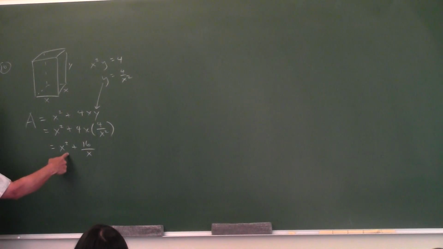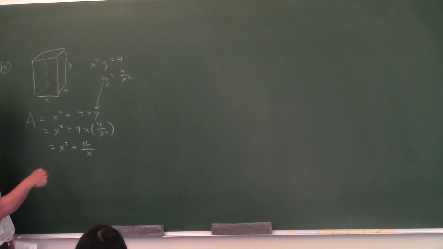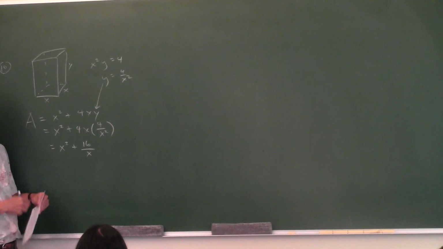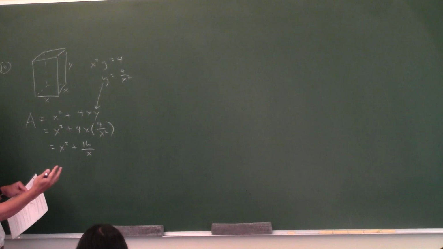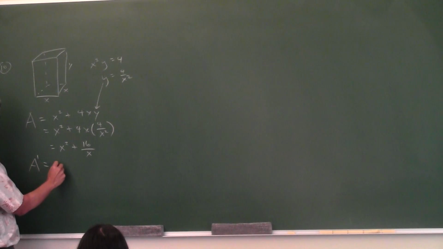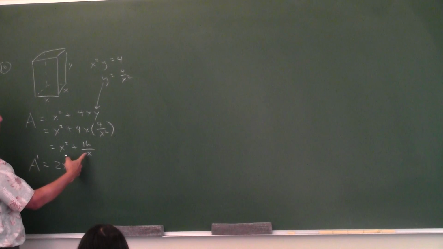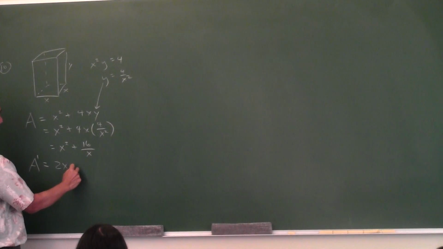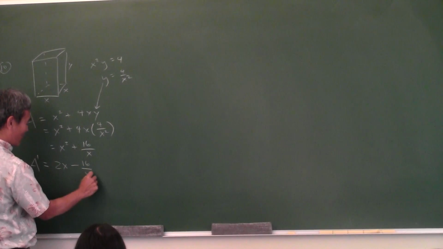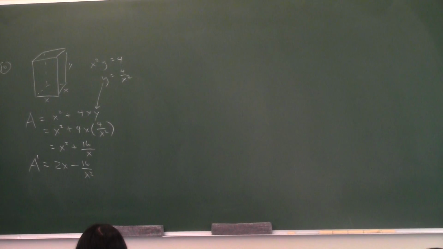Okay, here's your function. Now it's only one variable, so how do I find the maximum or minimum of this function? You take the derivative and you make a number line. So let's take the derivative, which is 2x. And have we memorized this one yet? I guess not. Minus 16 over x squared. That's like x to the negative 1.